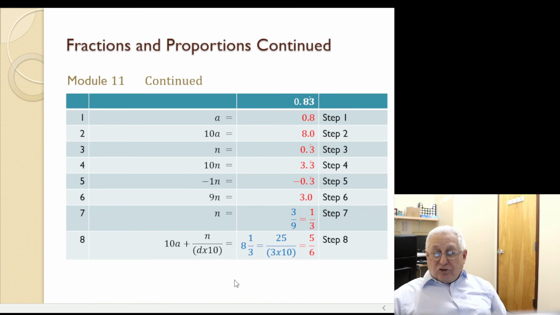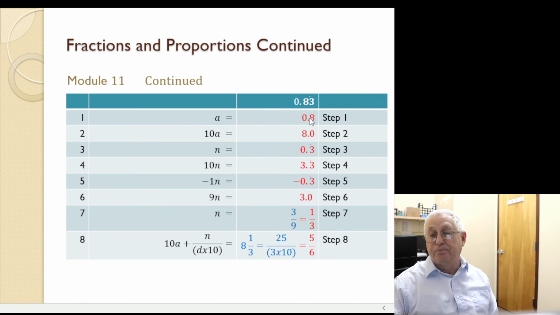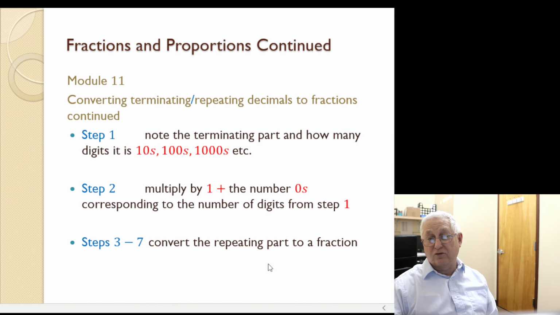But that's still not the answer, because if you remember, we multiplied this 0.8 by 10. So we have 10A plus n over d, times x. Basically, we have 8 and 1/3 equals 3 times 8 is 24, plus 1 is 25, divided by 3, and here's what we must always consider. Because we multiplied up here by 10, we're really dividing by 10 here. 3 times 10 is 30, so 25 over 30, and reduced becomes 5/6. Review this video as many times as you need to until you understand this concept.